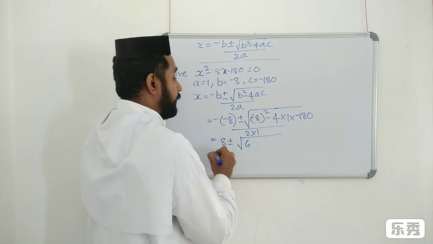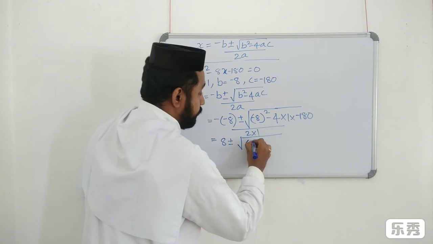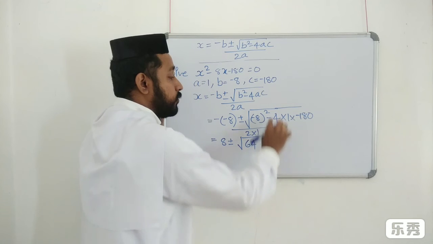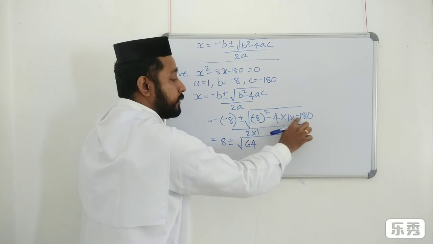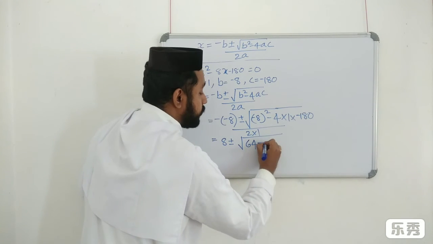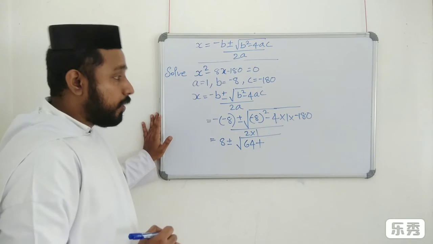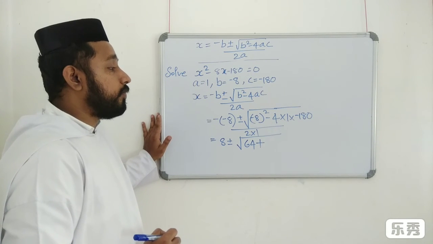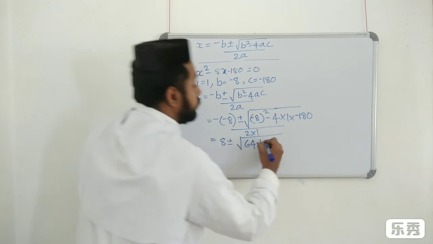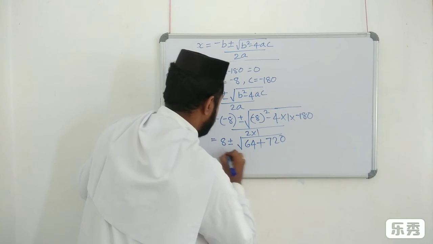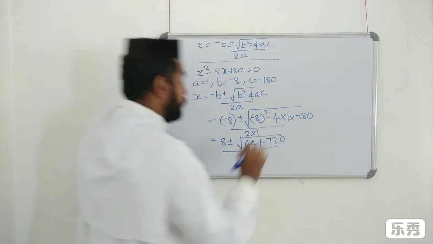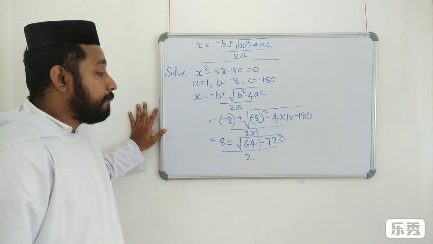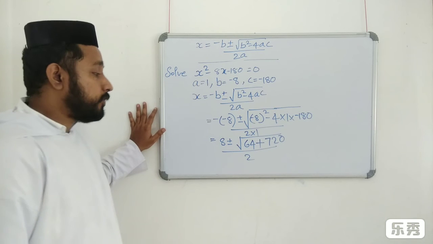So 8 plus or minus root of 64 minus 4 into 1 into minus 180. So here is minus, here also minus. So minus into minus will become positive. So 64 plus 4 into 1 into 180. 4 into 1 is 4, 4 into 180 means 720. Divided by 2 into 1. So we got 8 plus or minus root of 64 plus 720 divided by 2.